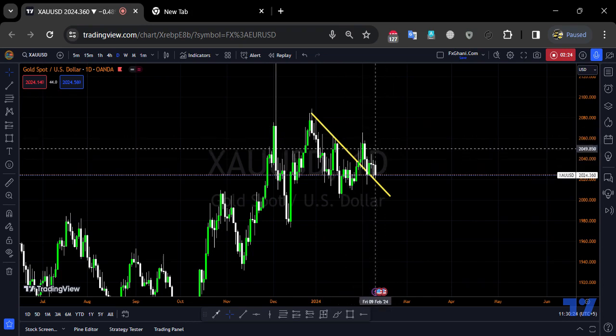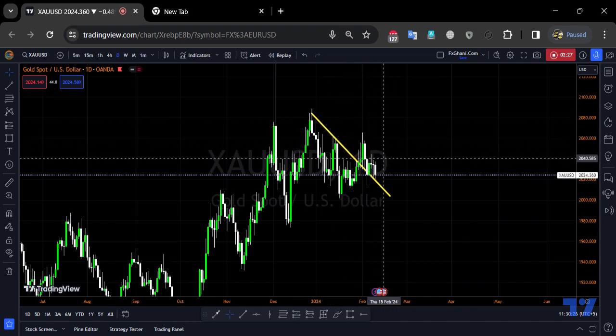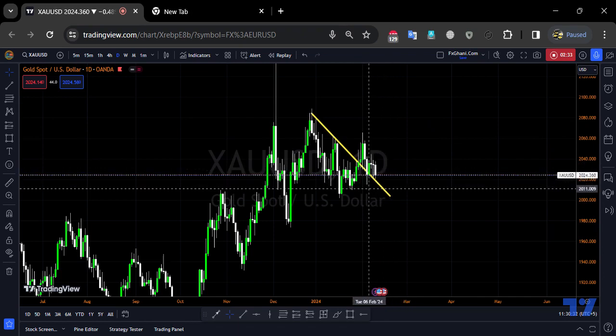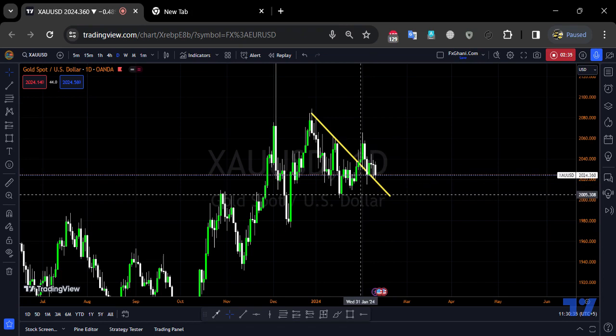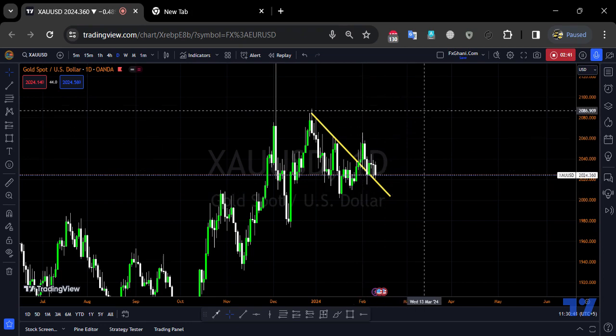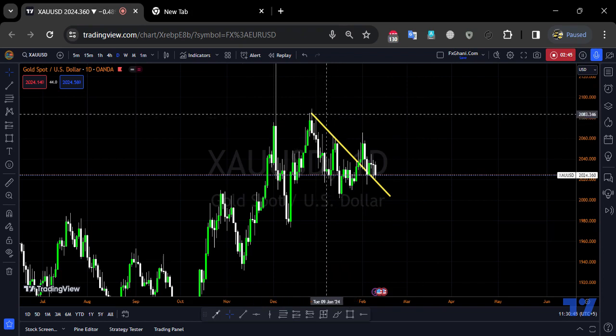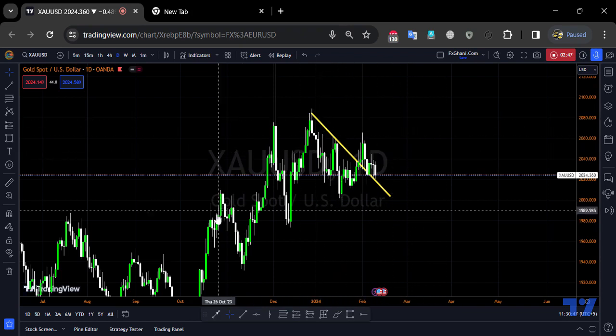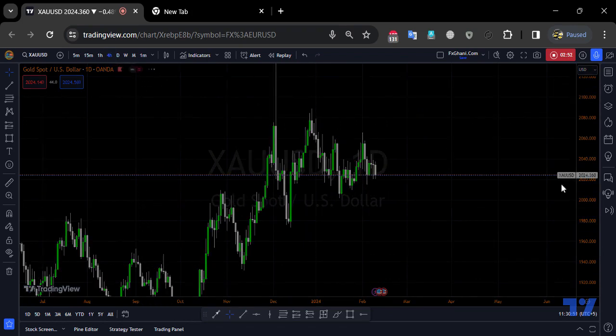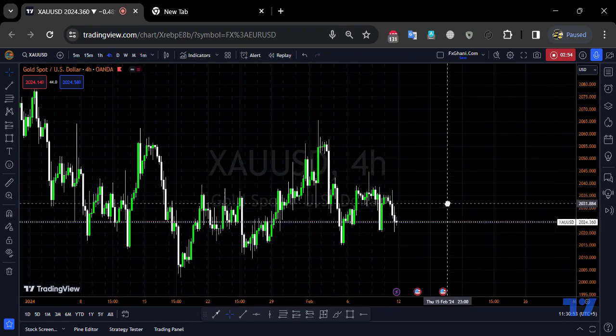Right now price is above our trend line, so you can enter a buy trade whenever the market opens. Your SL is very small in the daily time frame, which is 2005, and your first target is 2086, which is a recent high in our daily time frame. Now remove this trend line and go to the H4 time frame for entry purposes.